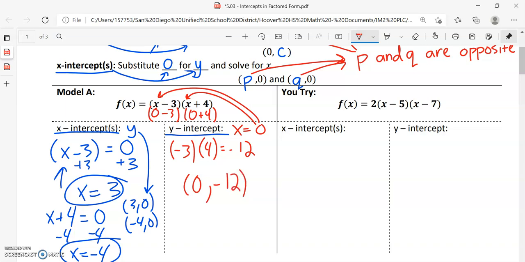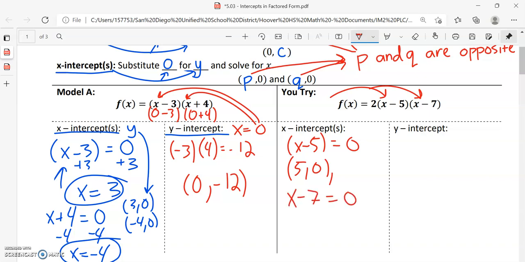I'm going to do the "you try" as well here. So we're going to set both of these to equal 0. x minus 5 equals 0. Add 5 to both sides. We get (5, 0). And then we set the other one to equal 0. We add 7 to both sides. We get x equals 7.